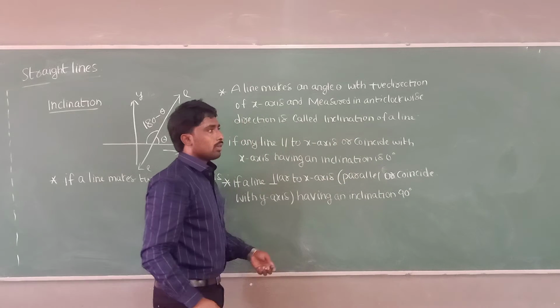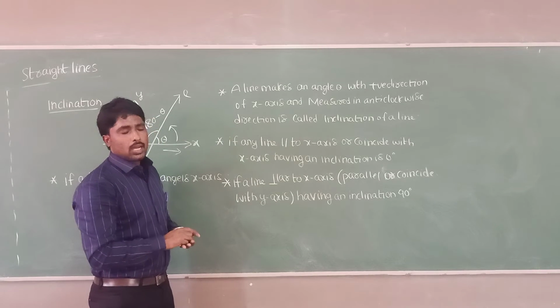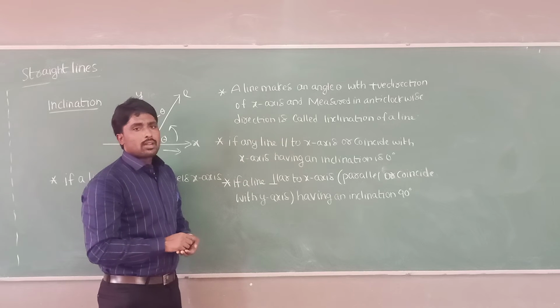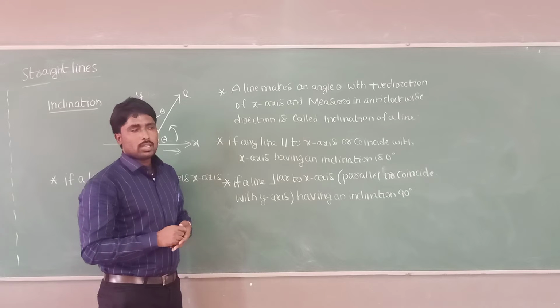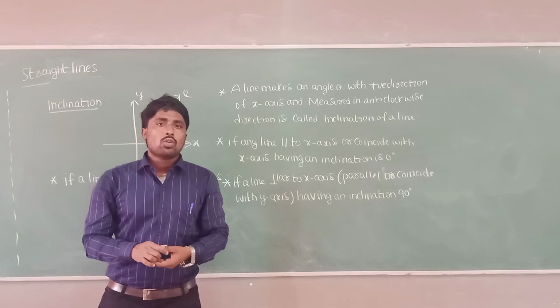All of you understand the definition of an inclination: a line makes an angle theta with the positive direction of the x-axis, measured in the anti-clockwise direction, is called the inclination of a line. Is it clear, everyone? So now all of you note down. Next I want to discuss the slope of a line.